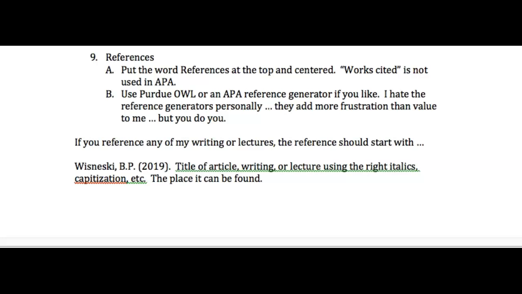One thing though, when you're referencing me, this is how it starts. Last name, first initial, middle initial, the year, and anything that I've given you in this course I wrote in 2019. I do have a couple of articles that I wrote for magazines and things that I use in other courses, so you have to be careful of that. But then it's the title of the article, the writing of the lecture, and the place it can be found, right? It's standard. But it's not BD, it's not DB, it's Wisniewski, Brian P, BP. So if you could just do me that favor, that would be great.